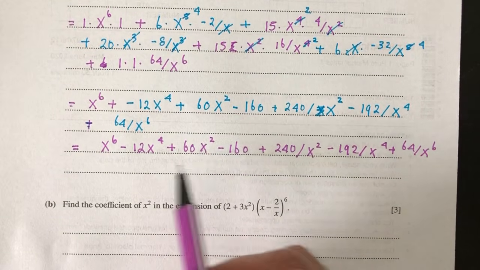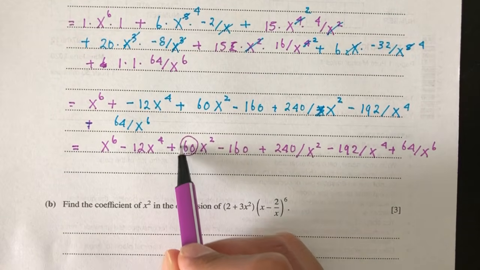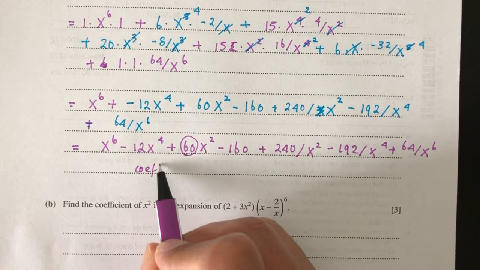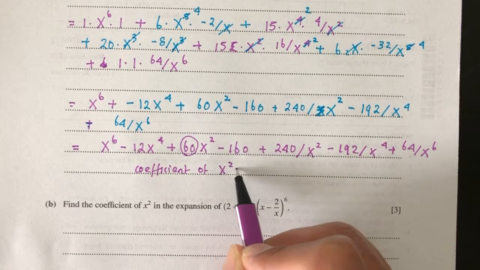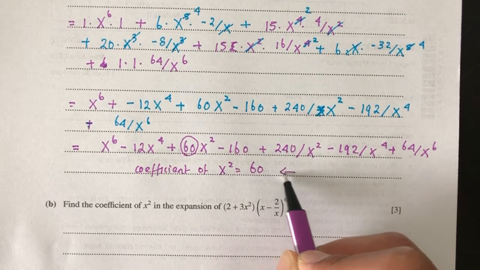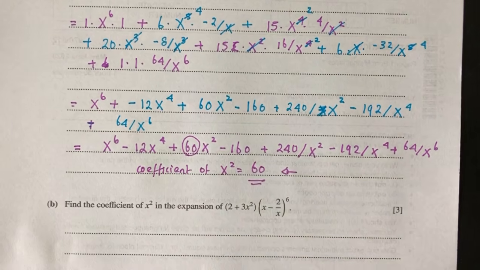So x squared is here. The coefficient will be this number right here. So you will write coefficient of x squared is equal to 60. So this will be your answer for part 1.